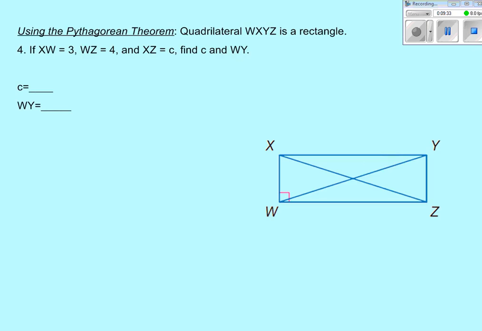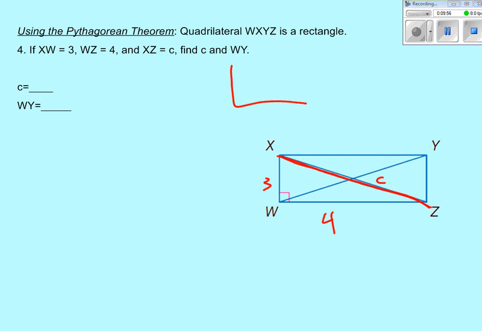All right, using the Pythagorean theorem, quadrilateral WXYZ is a rectangle. XW is 3. WZ is 4. XZ is c. Figure out what c is, figure out what WY is. So this whole thing, the diagonal is c.